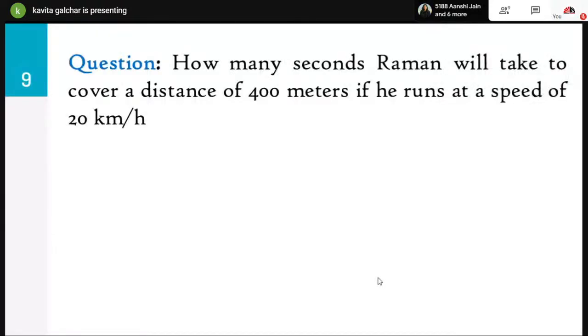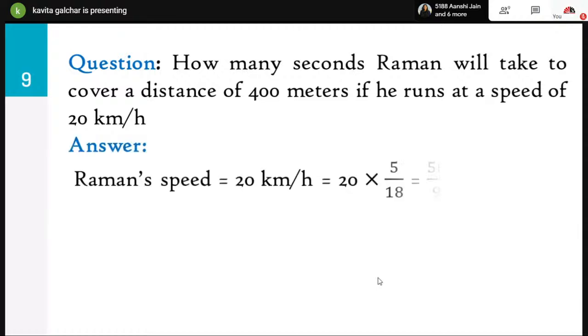See the example. How many seconds will Raman take to cover a distance of 400 meters if he runs 20 kilometers per hour? See, here, how many seconds? It means you have to calculate the time. What is given? Distance is given, that is 400 meters, and speed is given, that is 20 kilometers per hour. But in these types of questions, one should be very careful about the units, as your distance is in meter and your speed is in kilometer per hour. So you need to convert one of the parameters into another so that all the units will be similar.